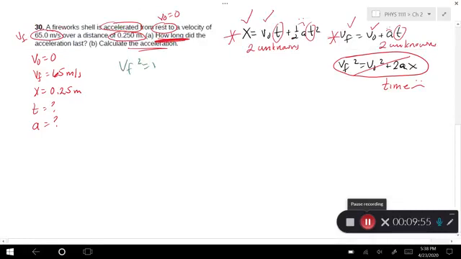So if we look at the other two equations, I have my x, so that's good. I have my v initial. That's good. I'm trying to find time. I do not have my acceleration. I'm trying to find time. So I have two unknowns here.